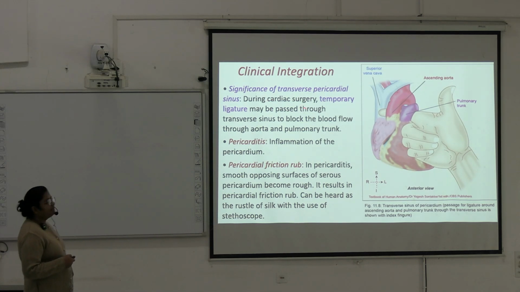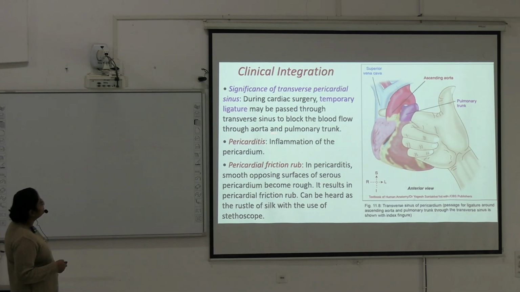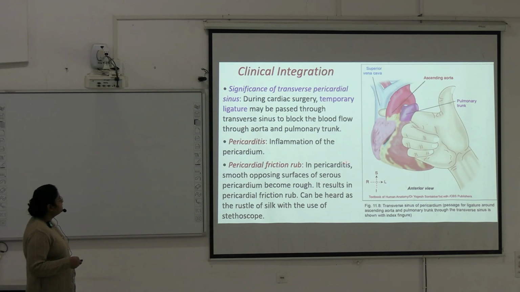So during cardiac surgery, a temporary ligature may be passed through the transverse sinus to block the blood flow through the aorta and pulmonary trunk. Pericarditis is inflammation of the pericardium with pericardial friction rub. In pericarditis, the smooth opposing surfaces of the serous pericardium become rough and it results in pericardial friction rub, which can be heard as the rustle of silk with the use of a stethoscope.